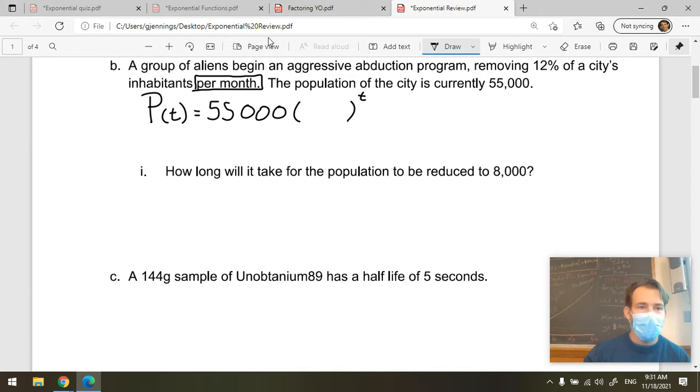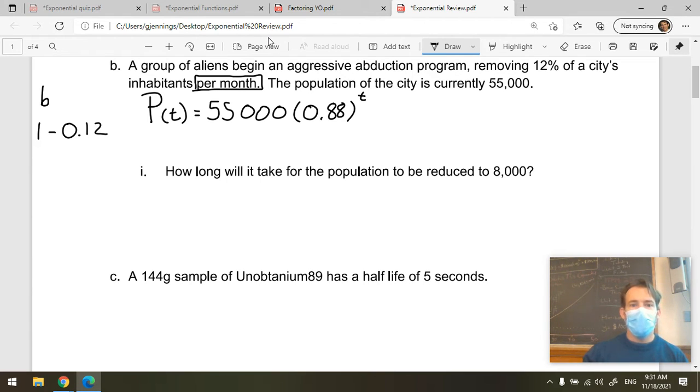How do we create this B value? B here is going to be 1 minus 0.12. Okay? The reason is this is the percent decrease. You could say it's growing by negative 12%, or you could say it's decreasing by 12%. That would be a synonym. So we're going to take 100% of the population, and we're going to remove 12% of it every month. So that's going to give us 0.88, and we're going to raise that to the power t.